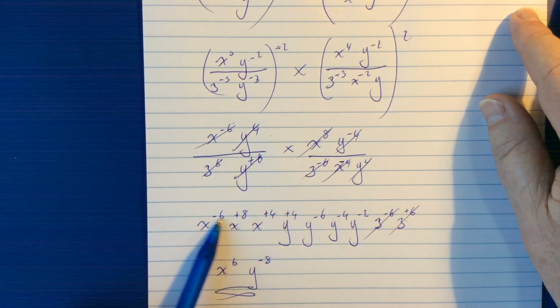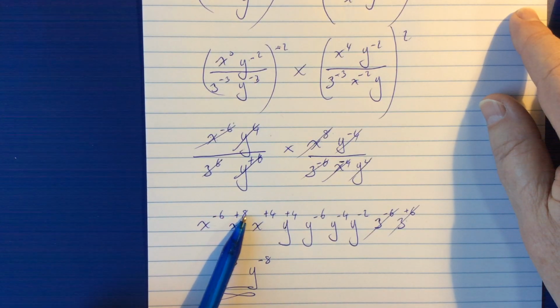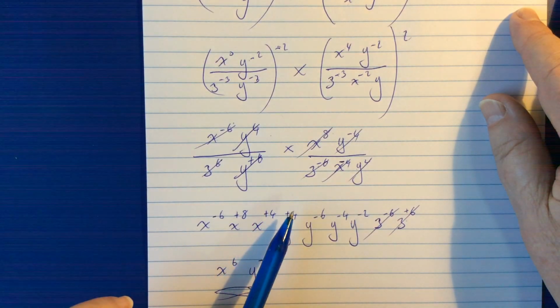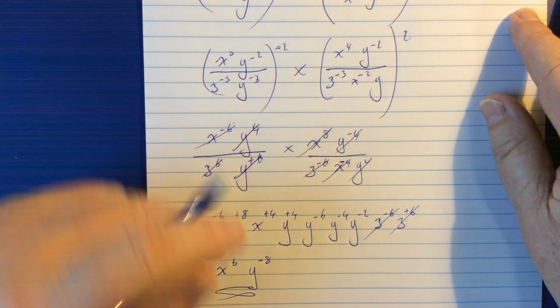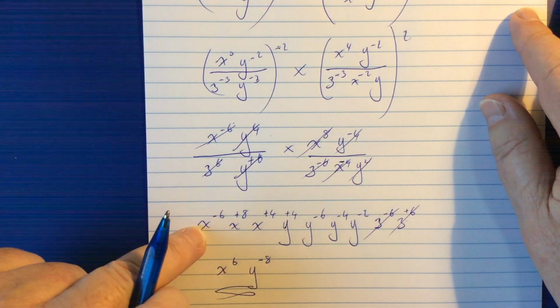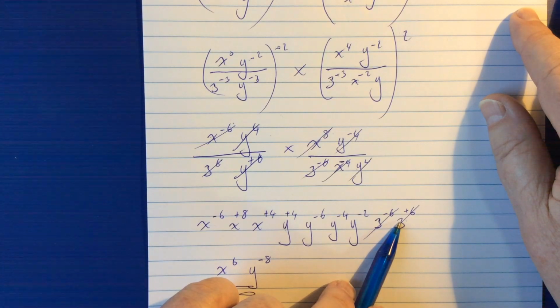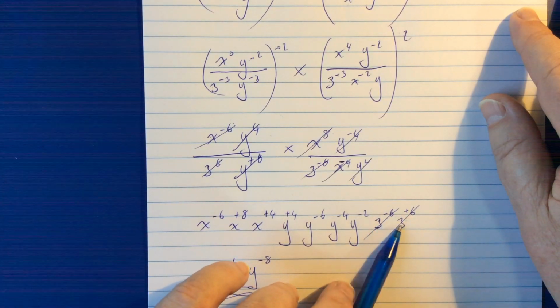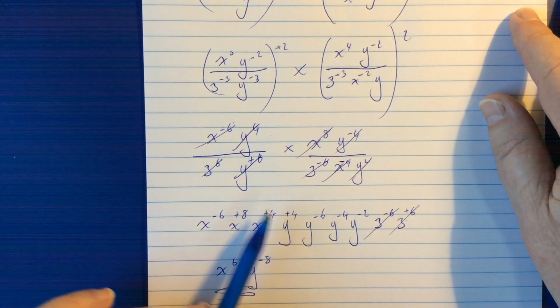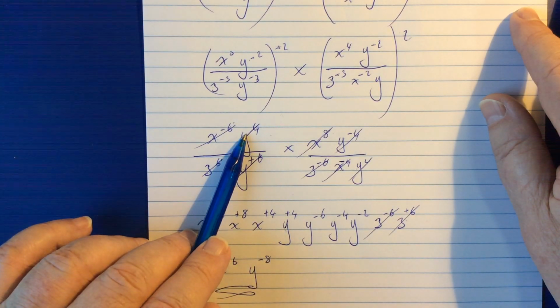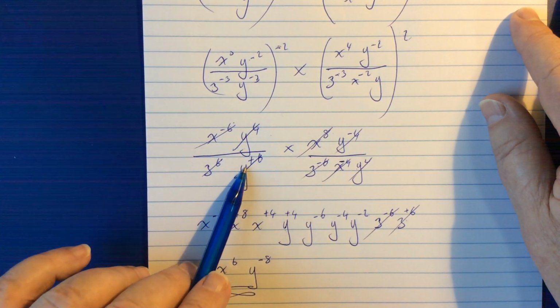So I just have to add these up. Negative 6 plus 8 plus 4 gives me x to the 6. That is the x's taken care of, and I don't need to cross those out. The reason that these are crossed out is because these two cancel each other, as you will see in a moment. Going to the y's, I have y to the power of 4, y to the power of negative 6.